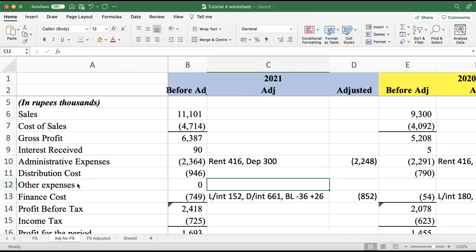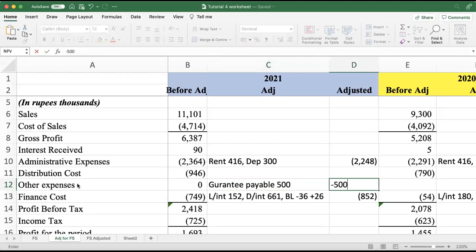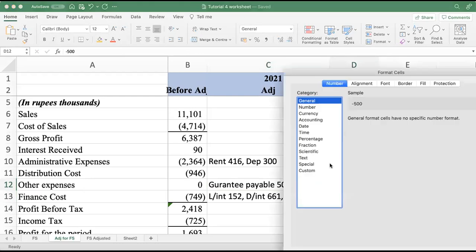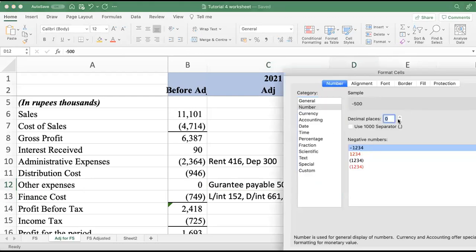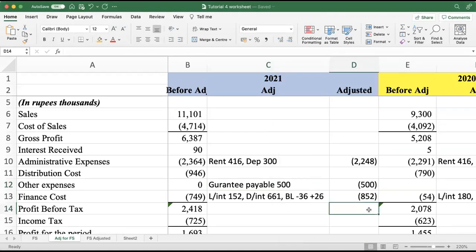So you need to adjust for guarantee liability. Guarantee payable 500. So adjusted expense is 500. Right. Adjusted expense is 500. Any question?